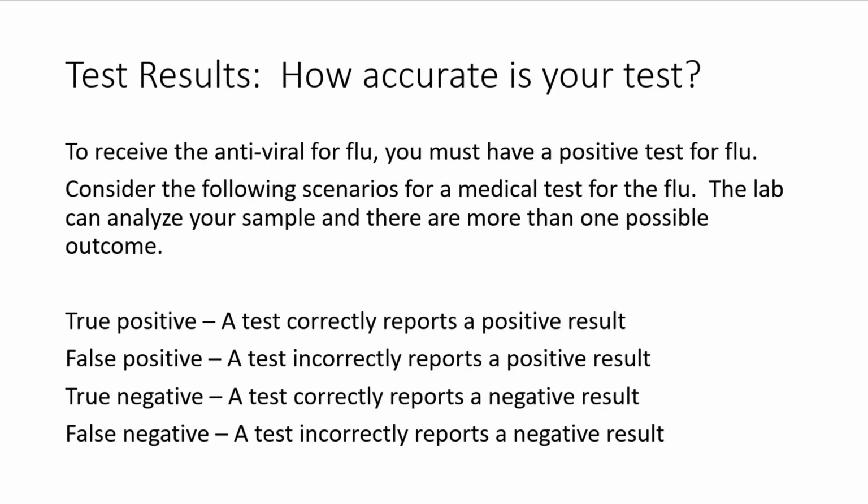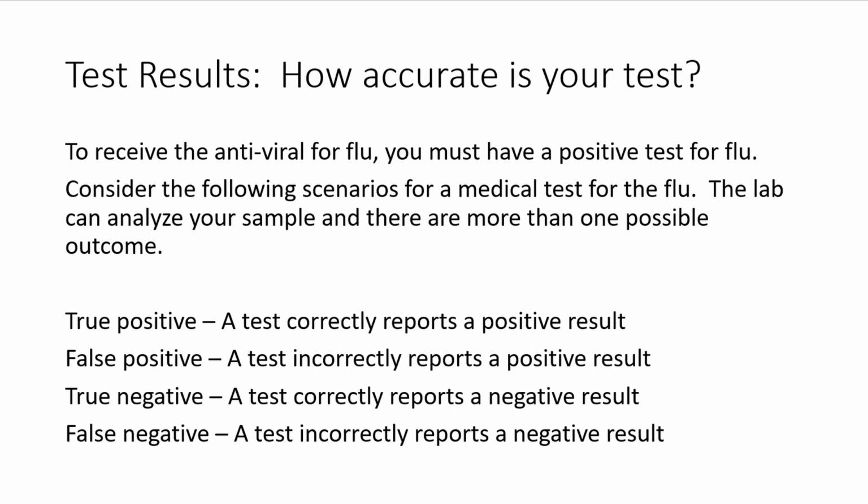Test results. How accurate is your test? To receive the antiviral for flu, you must have a positive test for flu. Consider the following scenarios for a medical test for the flu. The lab can analyze your sample, and there is more than one possible outcome. True positive: a test correctly reports a positive result. If this were pregnancy, then you are pregnant and the test says you're pregnant. False positive: a test incorrectly reports a positive result. So you are not pregnant, but the test says you are.